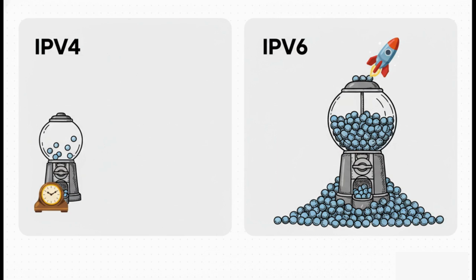But then the internet just exploded, and we literally started running out of addresses. It's crazy. That's why we now have IPv6. The number of addresses it provides is so ridiculously vast, it's hard to even wrap your mind around it. We are definitely not going to run out of those anytime soon.